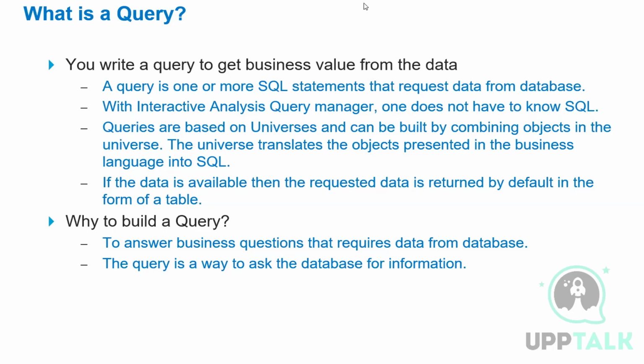But with our web intelligence, we do not need to know the SQL. These are based on universes and we can build by combining objects in the universe. So the question itself is clear, like we want sales revenue for 2018 year. So we will add sales revenue. We will put year also in the result objects, and we will put 2018, meaning year, in the query filter also, and we will apply that year filter as 2018. We will run the report and we'll get the output.